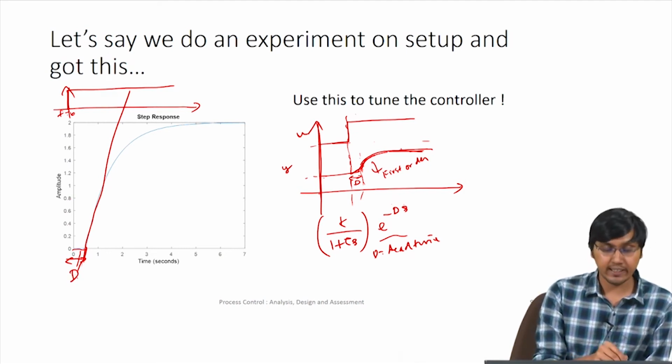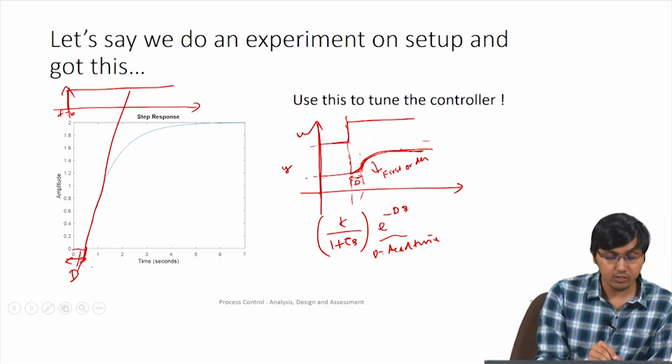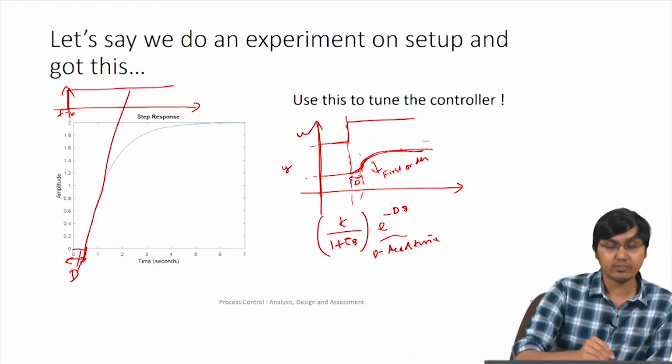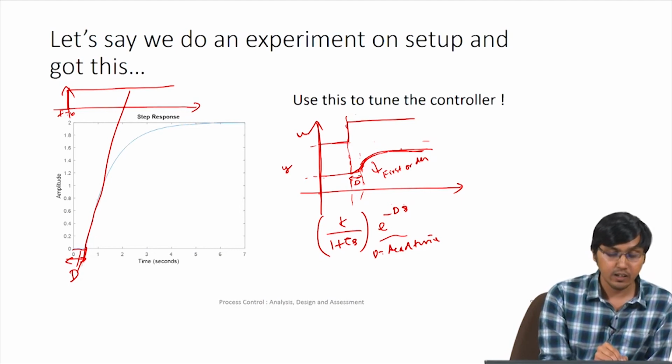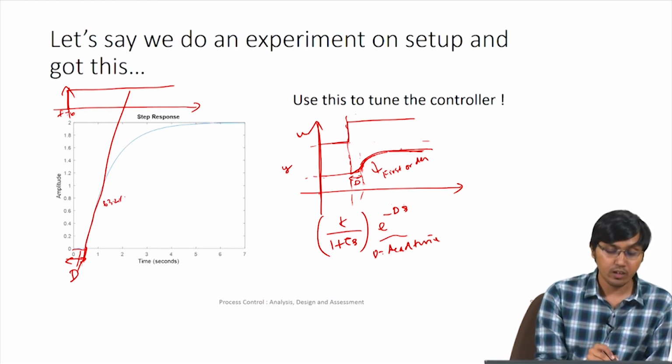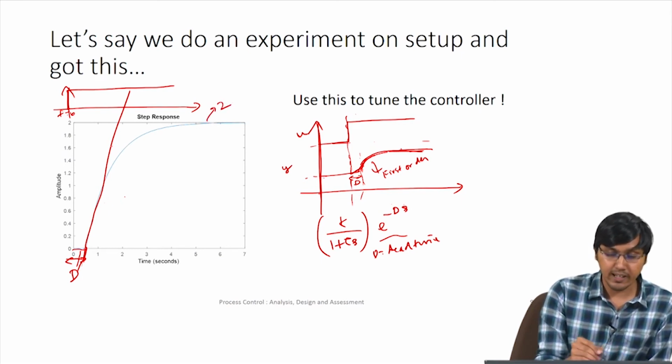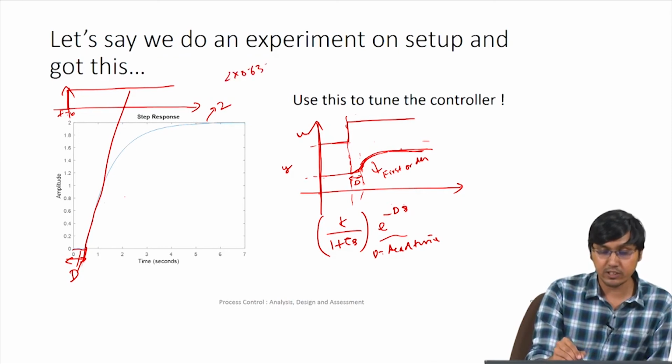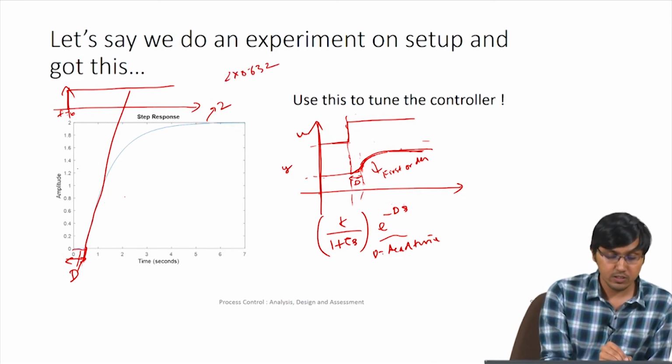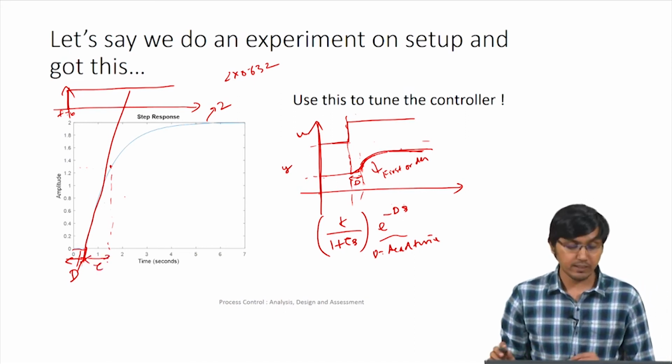So I can mark this as d, and then, since I assume this is a first order response, I can look at 63.2%, or 0.632, of the total value. If here it is 2, then at 2 into 0.632, which is something like 1.2, somewhere around here is the time that is the time constant, right? That time constant I measure after the dead time. After the dead time, what is the time constant, that is what I am going to see here.